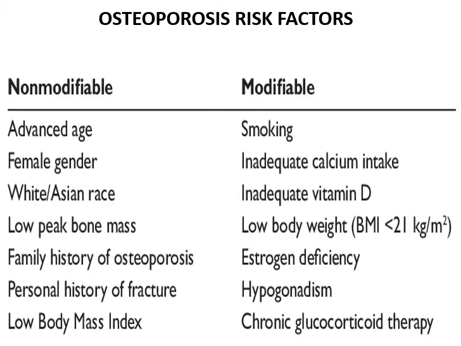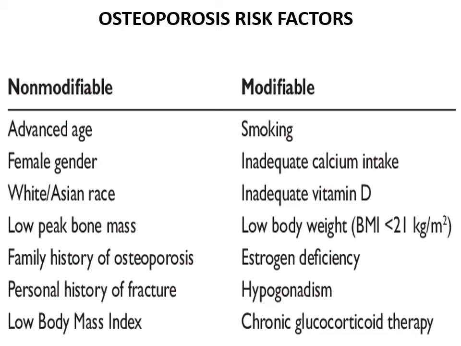Okay, just some risk factors for osteoporosis. So on the left, non-modifiable, so advanced age. Well, just the process of aging is a risk factor for males and females for osteoporosis. Female gender for sure. White or Asian, higher risk factor. They tend to have an overall lower bone mass to begin with. Okay.